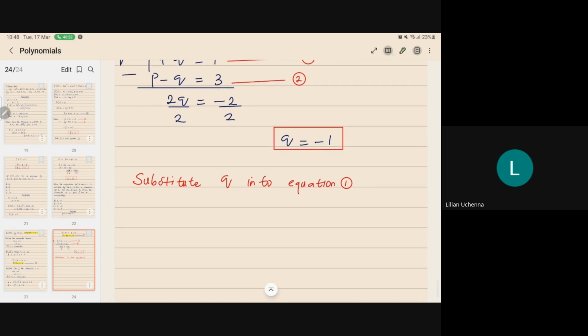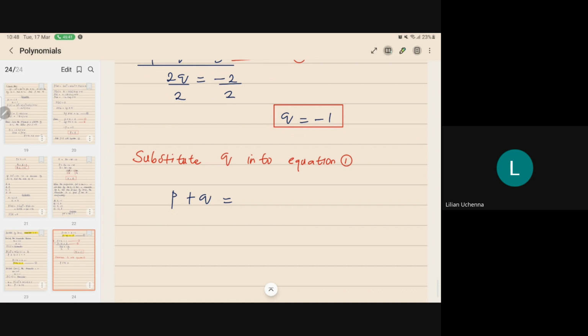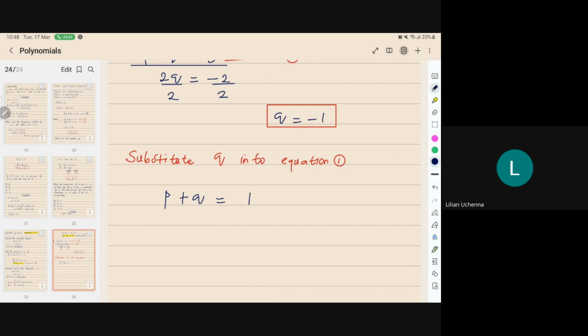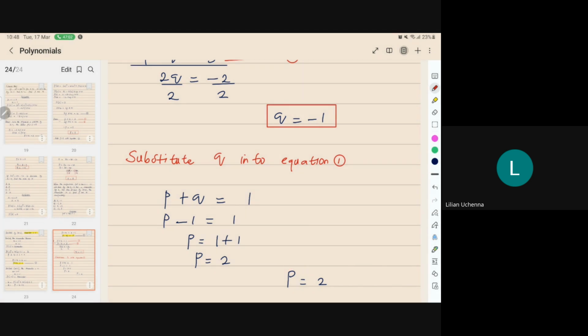All right, so to do that, we have that p plus q is equal to 1. So that means that I have p, and when I put in q, I have negative 1, is equal to 1. So p will be 1 plus 1. So the value of p is equal to 2. So let's go ahead and box it. So when I box, I have that p is equal to 2.